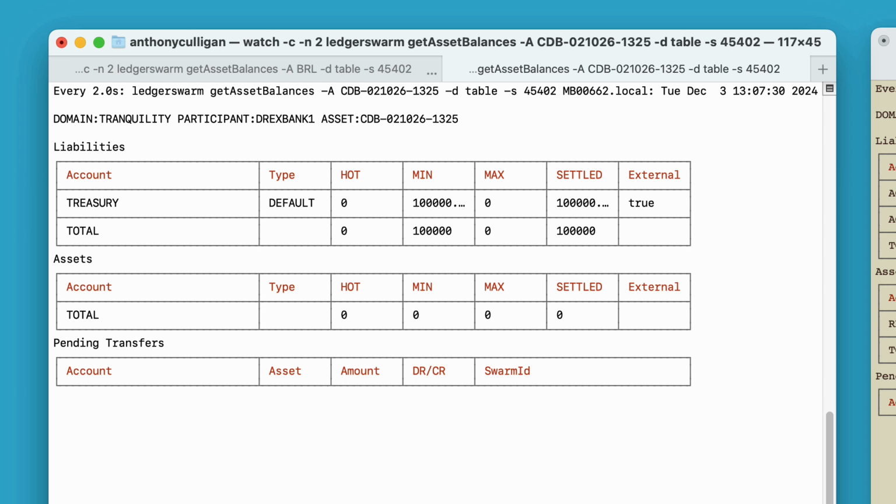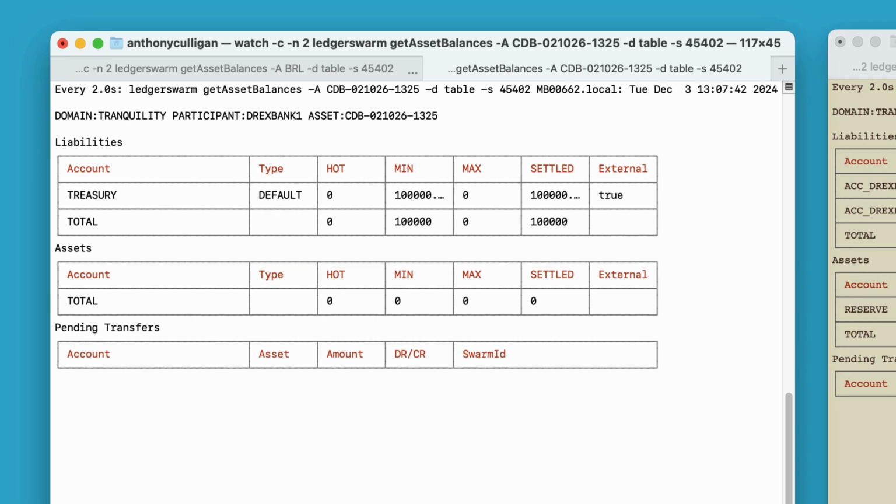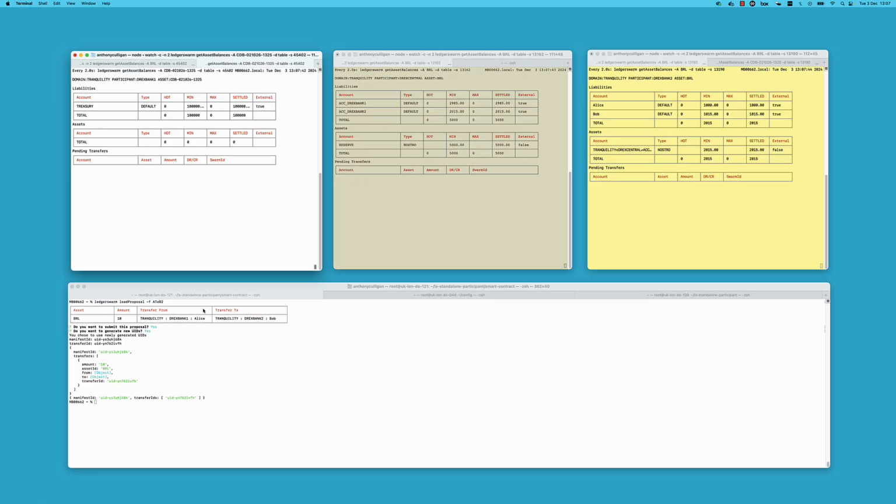Finally, we will redeem the certificate of deposit and show how the redemption value is paid and all of the holdings are redeemed back to the treasury account at DREX Bank 1. To do this, we will set up a LedgerSwarm CDB registrar smart contract. This contract keeps track of where all the holdings are, executes corporate events, orchestrates transfers between holders, and manages the redemption of the certificate of deposit.